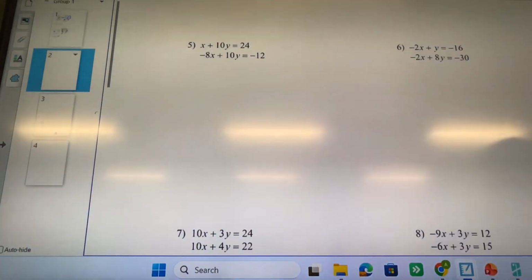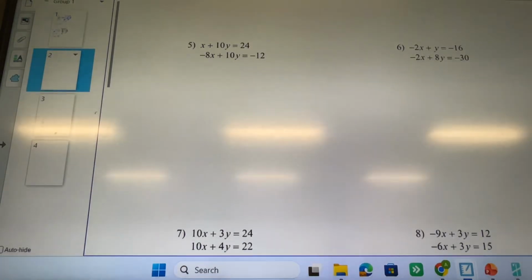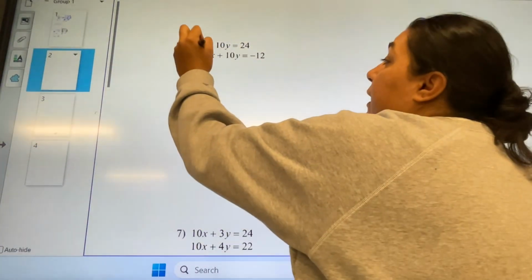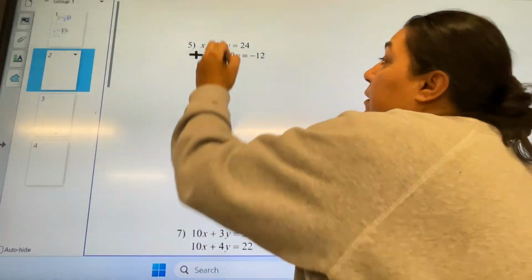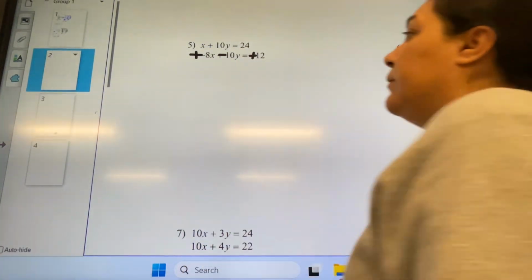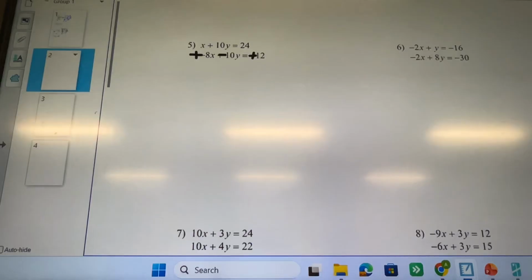Okay, look at number 5. What should cancel? X's or Y's? The Y's. See how they both say 10 and 10? So that means the Y should cancel. Are they the same signs or different signs? They are the same signs. So if they are the same signs, you need to change all the bottom ones. So instead of a negative 8, what should it be? Plus 8. Instead of a positive 10, a minus 10. And instead of a negative 12, it's going to be a positive 12. So change all the signs in the second one.